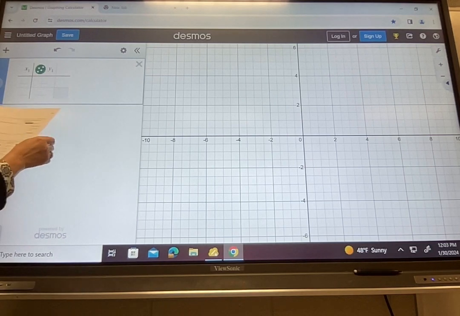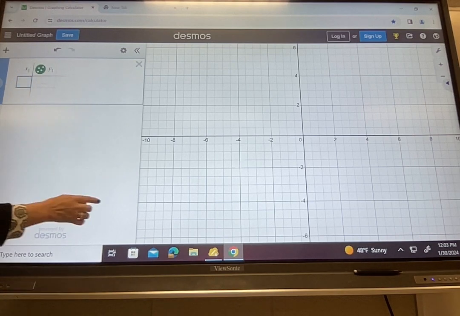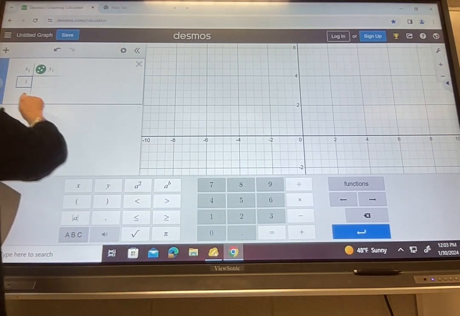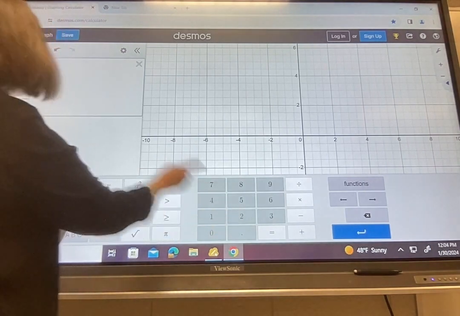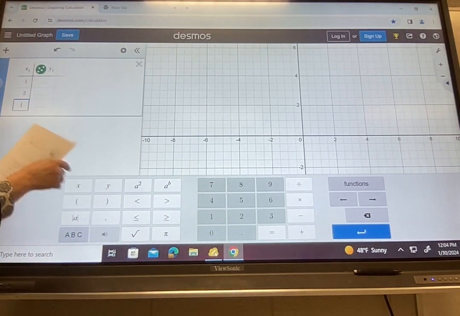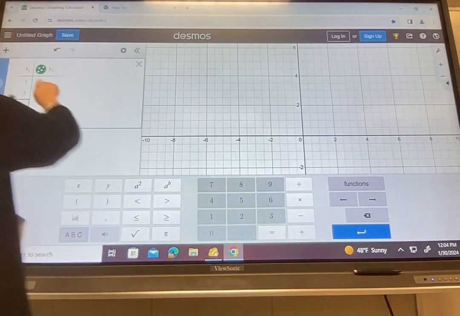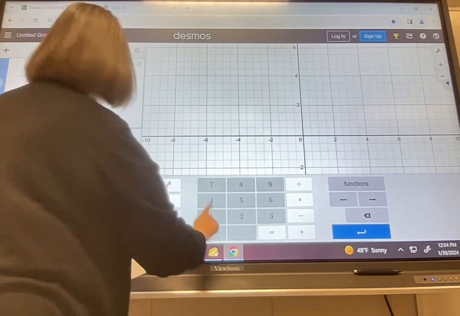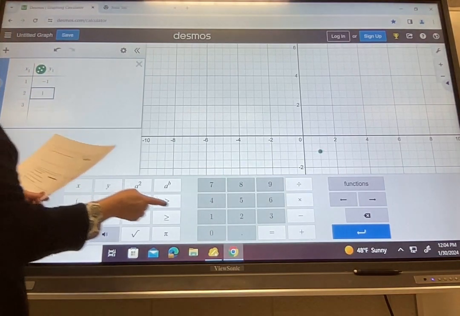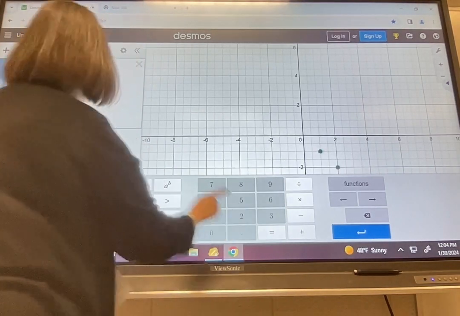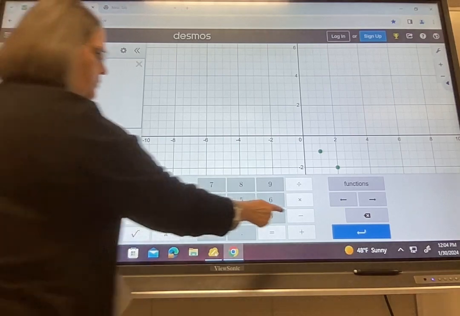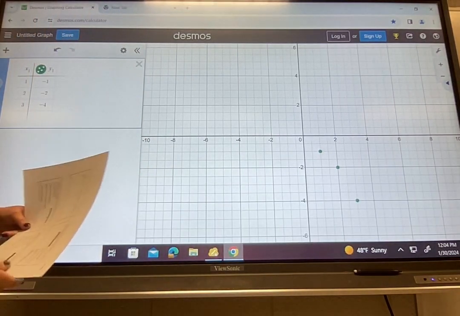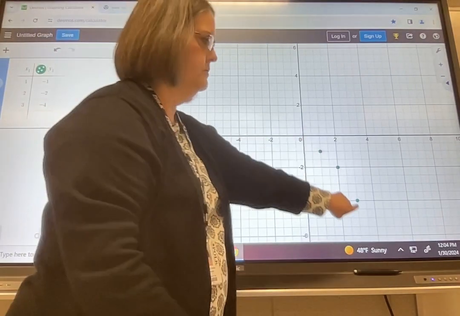So my table was, my x was 1. My next x was 2. And my next x was 3. Then I'm going to come over and type my y values in. I had -1. Then I had -2. And then I had -4. So I've typed in my values. And as you can see, it has plotted those dots.